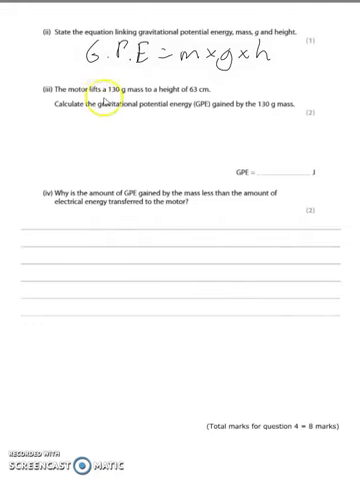So the next question says, it lifts the 130 gram mass to a height of 63 centimeters. Notice they're trying to make this question slightly harder by making you change the units around. They're not going to give you any more marks for a calculate here because they just gave you 1 for stating the equation. So what we have to do is calculate the gravitational potential. So we can just put it in. The mass is 0.13 because this is always in kilograms.